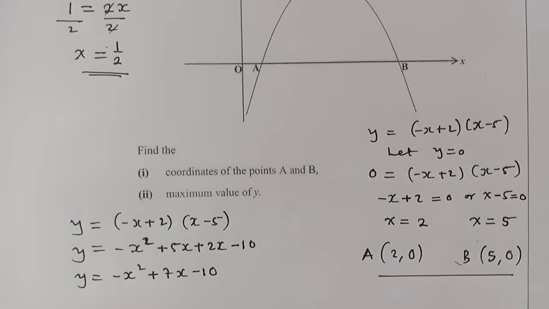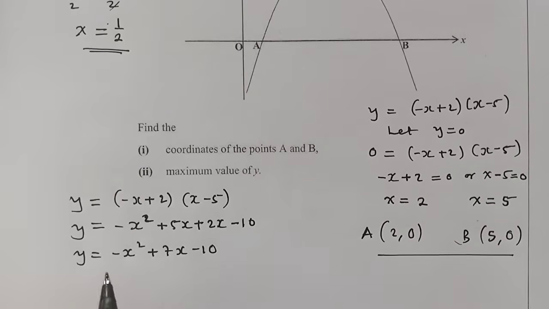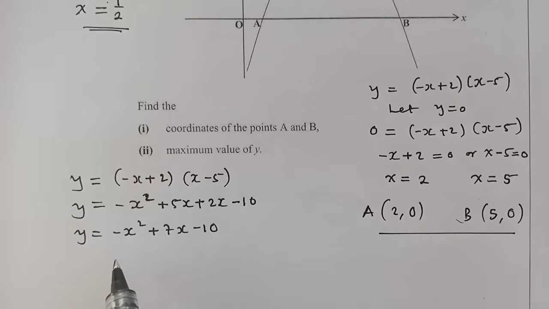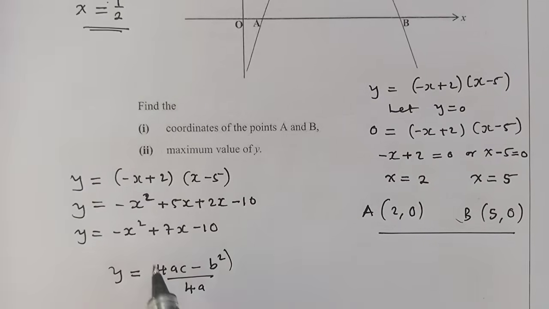Okay, so we use the idea of finding the turning point y. So we'll go with the formula for finding the y value. So we say y is equal to 4ac minus b squared over 4a. So this is the formula.